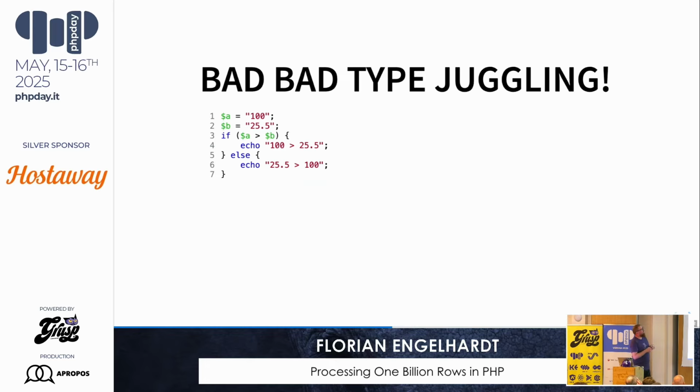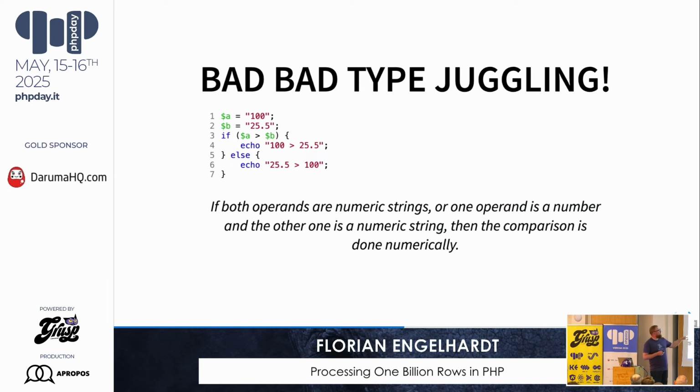So this, let's say trick question, we have a variable $a with the string 100 and a variable $b with the string 25.5. The question is, what will PHP do with this? Will it do an ASCII comparison or a string length comparison, or what will actually happen? PHP is pretty helpful for software developers that just start, because PHP will actually do a numeric comparison because it finds that $a and $b are numeric strings. So it will cast them to floating point and to an integer and then do a comparison and then throw the intermediate result away.